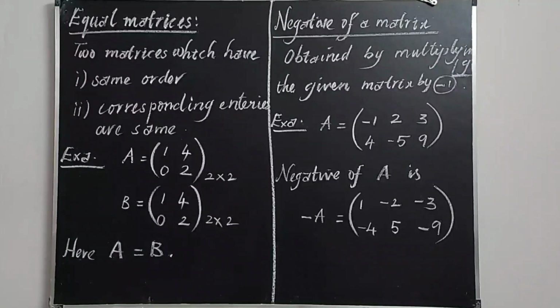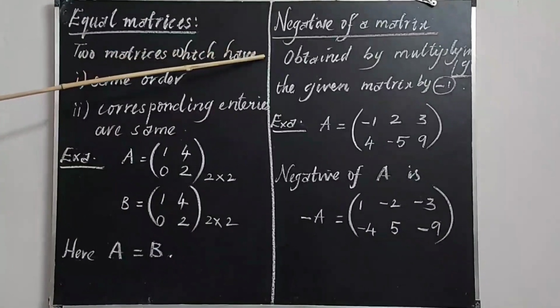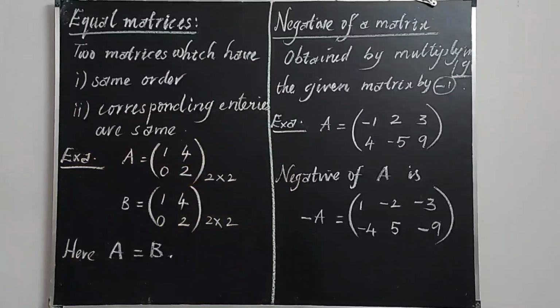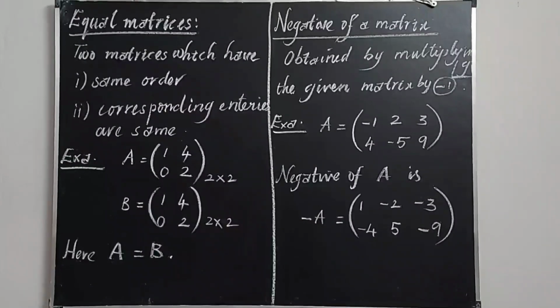Then what is the negative of a matrix? The negative of a matrix can be obtained by multiplying the given matrix by minus 1. What change will there be if you multiply a number by minus 1? Simply, it changes its sign.